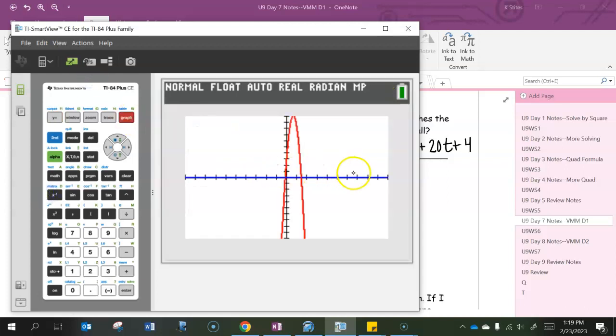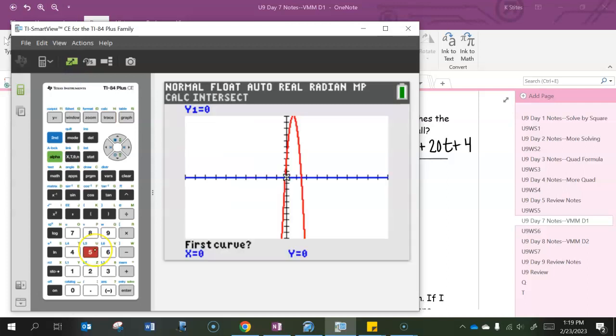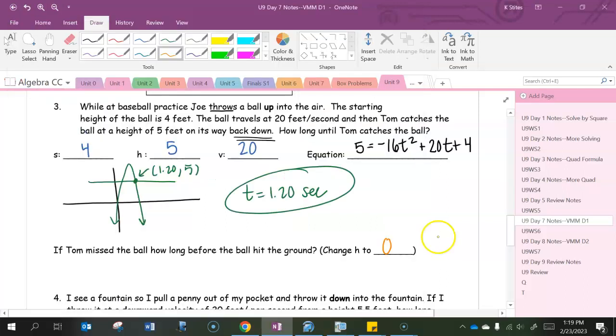And you'll notice now when you graph, we are hitting the x-axis here. And we're just going to find this intersection point right here. Second trace 5, move your cursor over, enter, enter, enter. And that's going to be about 1.43 seconds.